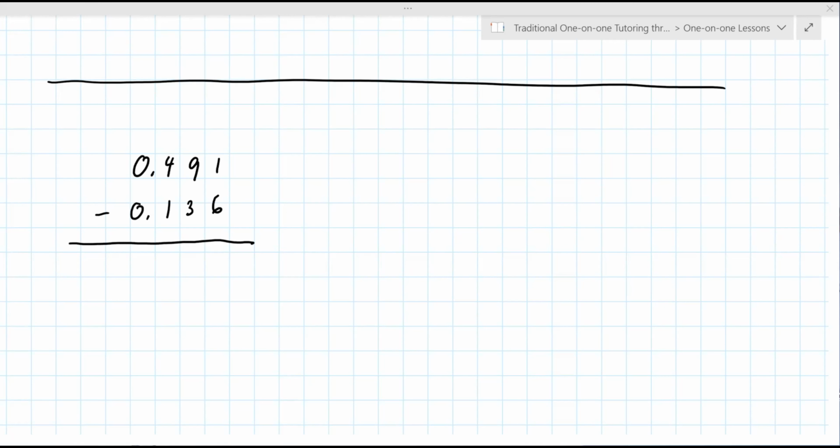Can you help me with this one? Sure. So can you subtract 6 from 1? Or is the 1 too small? No. So you have to borrow from the 9. So what does 9 become? 8, and then you put a 1 there. So what is 11 minus 6? Nope. 11 minus 6.